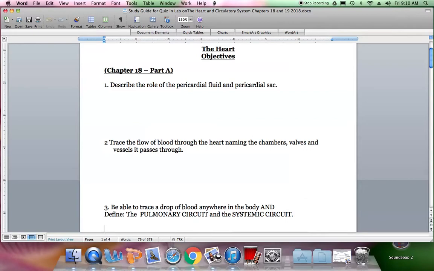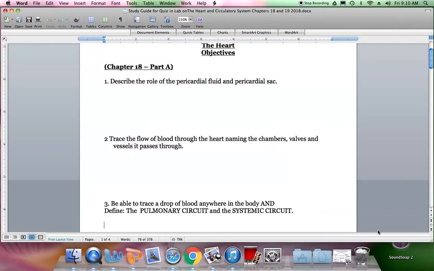The pulmonary circuit is when blood is pumped from the right ventricle to the lungs, and then it returns to the left atrium. The systemic circuit is when blood goes from the left ventricle out into the aorta to the body and then returns to the right atrium. So remember, pulmonary means lungs and systemic means the rest of the body, throughout the entire body.